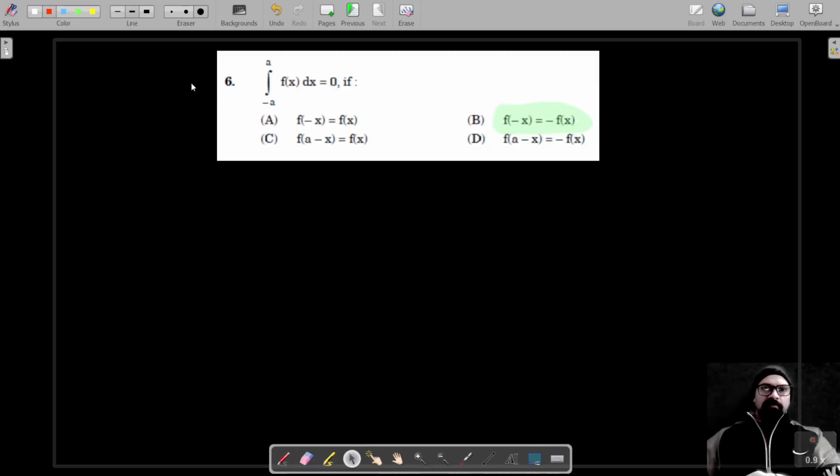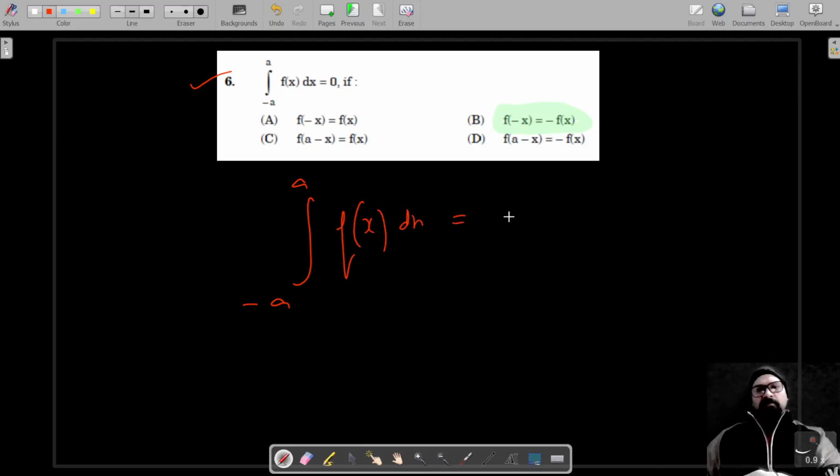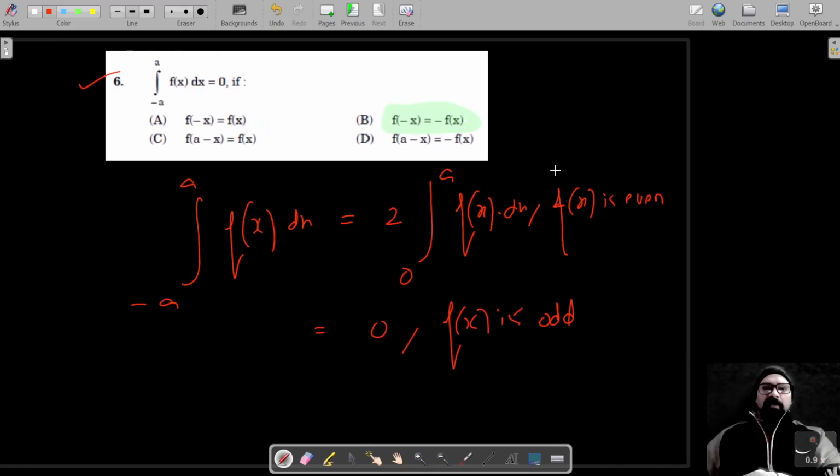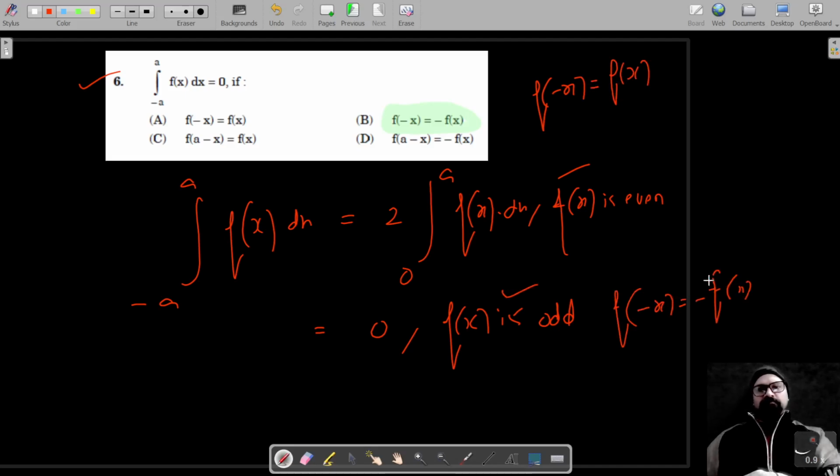Okay, for question number 6, it's regarding one of the properties of the definite integral, which is the integral from negative a to a of f of x dx. And this property says that it's 2 times the integral from 0 to a of f of x dx when f of x is even, and this is equal to 0 when f of x is odd. Now, f of x is even when f of negative x is equal to f of x, and it's odd when f of negative x is equal to negative f of x.